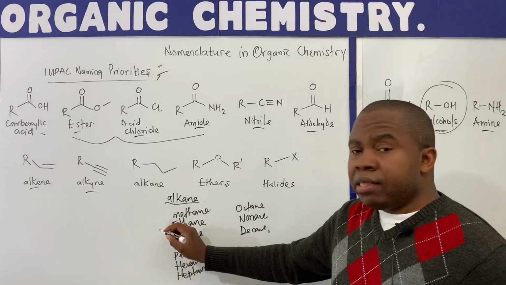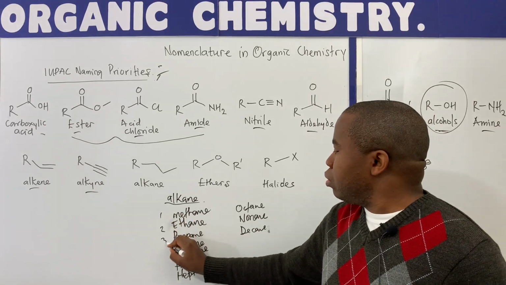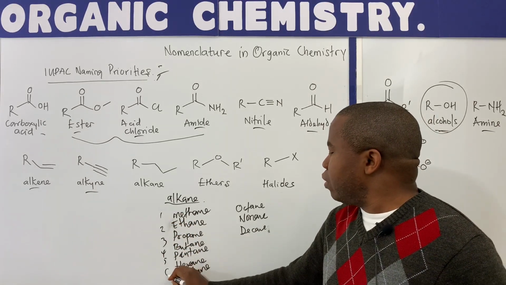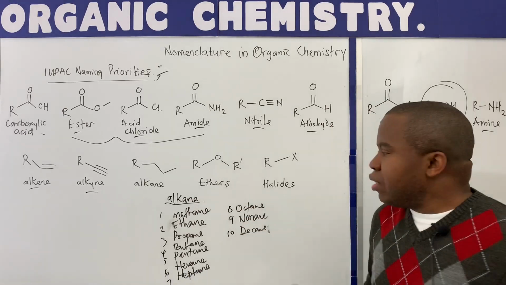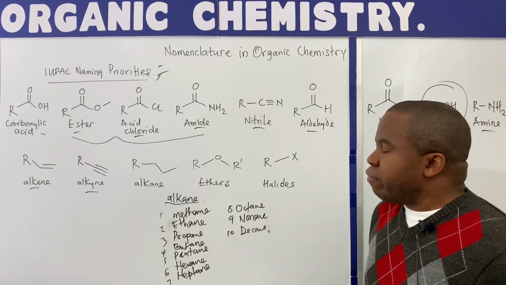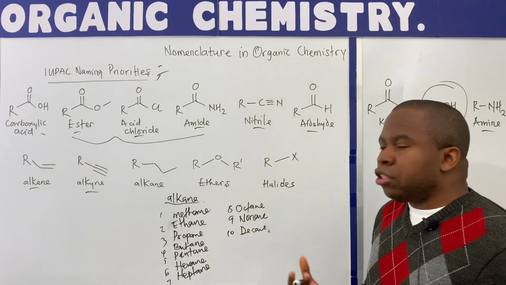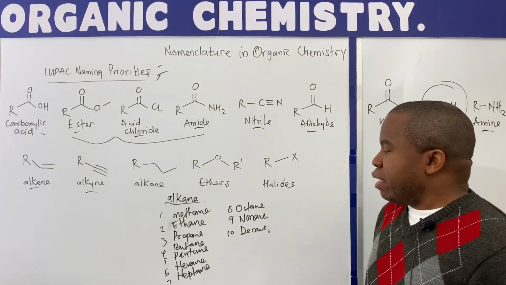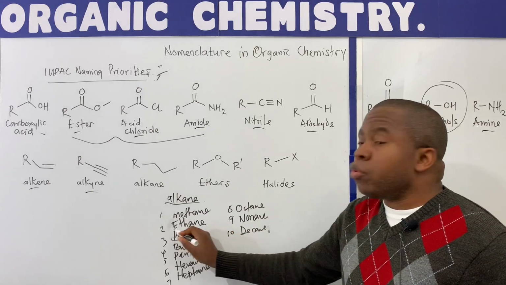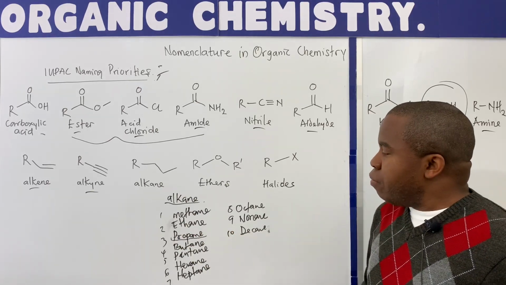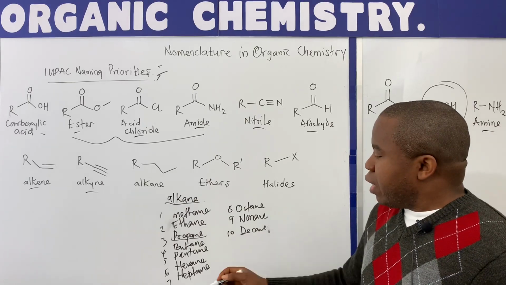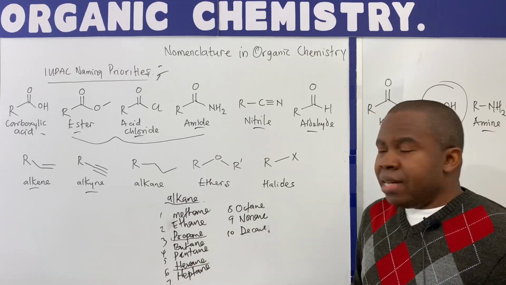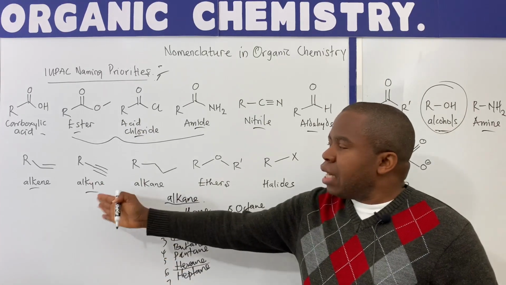So it's easy. It's just 1, 2, 3, 4, 5, 6, 7, 8, 9, 10. So what this means is that if we have an alkane compound with 3 carbon atoms, that alkane is going to bear the name propane. If we have an alkane compound with 6 carbon atoms, that alkane is going to be hexane.